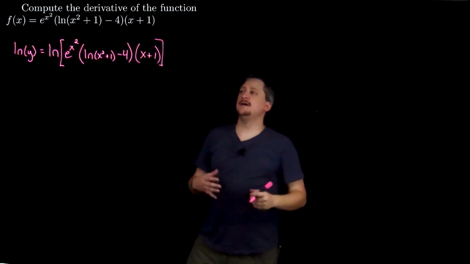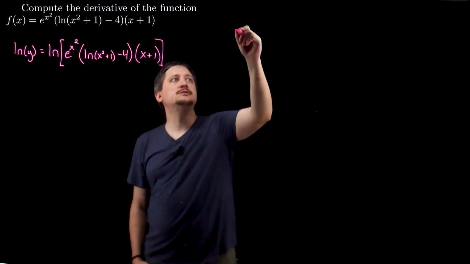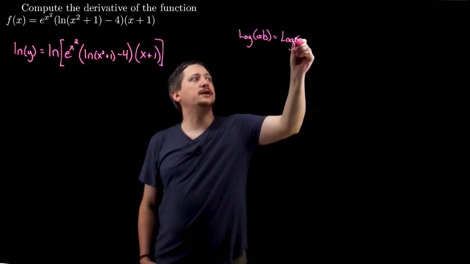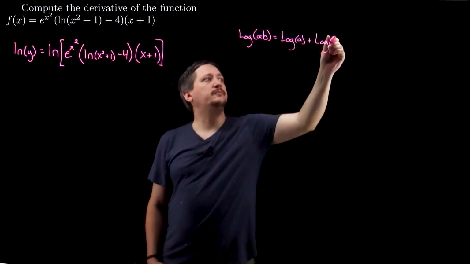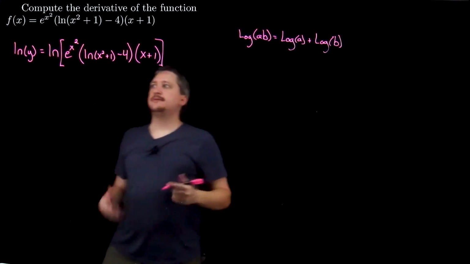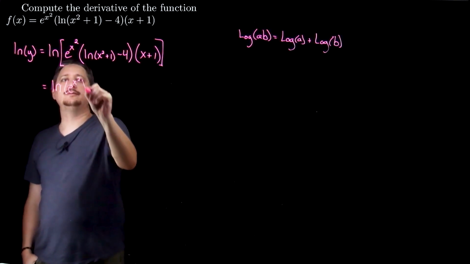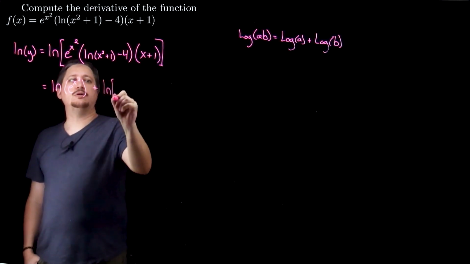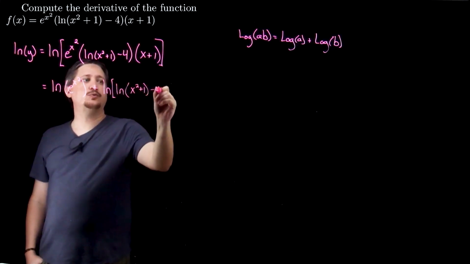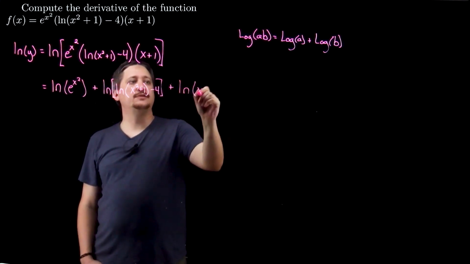Now, I'm doing this because I want to use the fact that log of AB is log of A plus log of B, right? I want to use the fact that I can split up my log rules. So my first step is going to be that. I'm going to say, okay, I got natural log of e to the x squared, plus natural log of x squared plus 1 minus 4, plus natural log of x plus 1.